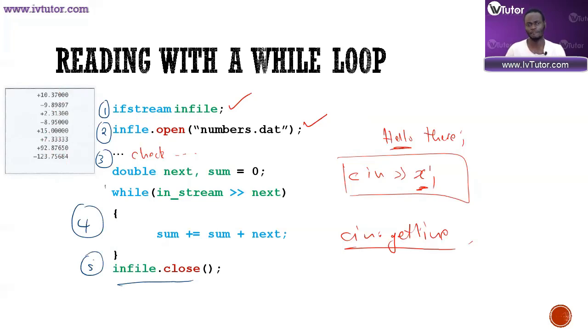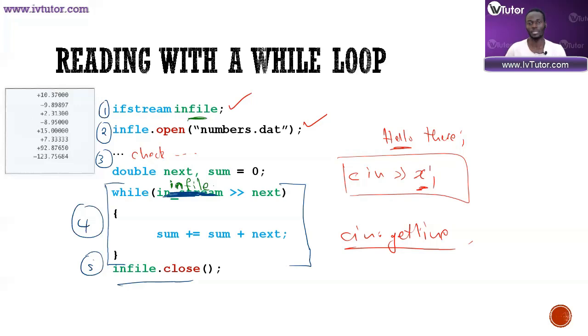Now we're going to talk about step number 4, which is reading, because in most cases when we read, we want to read everything in a file. So if we just go in stream, this is my bad. This should be in file, right? Sorry about that. This is our file stream. So this is in file, which is this variable here. Okay, just sorry about that.